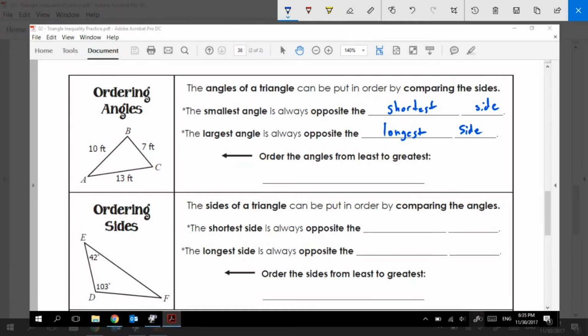All right, so take a look on the left right there. Order the angles from least to greatest. Where's the shortest side? That would be 7 feet. Where's the angle opposite that? I'm going to draw an arrow. That's angle A. So angle A is going to be my smallest angle.